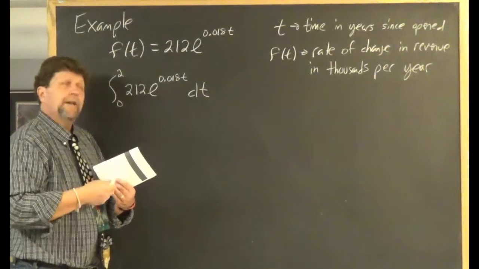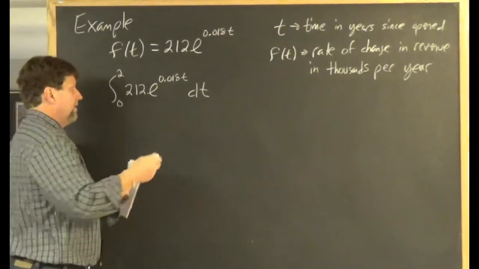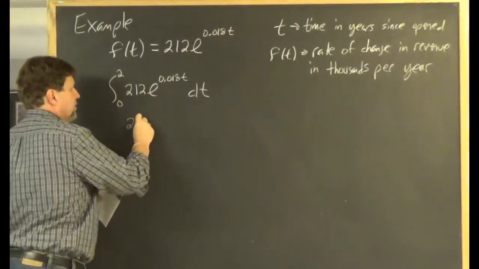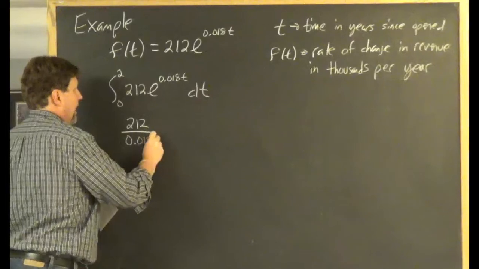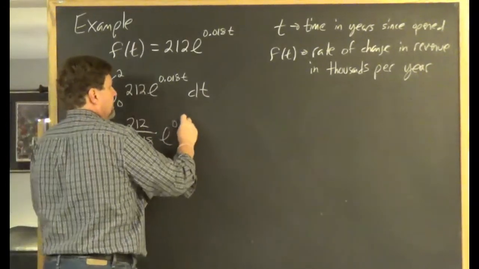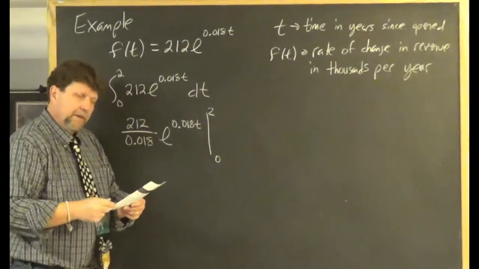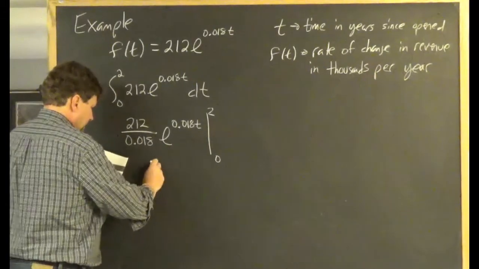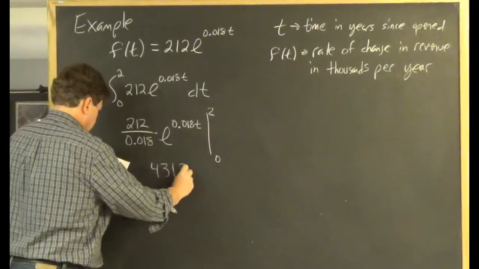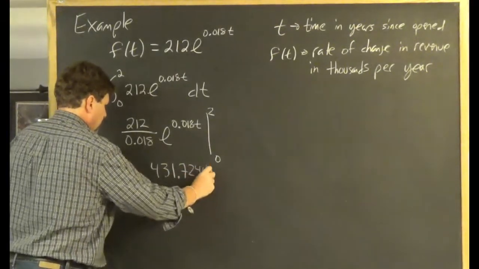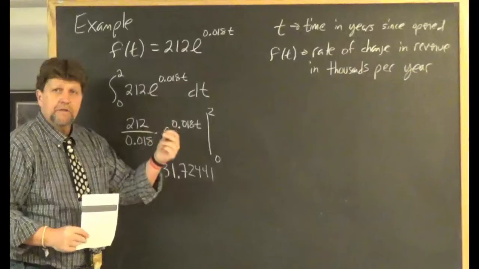We're starting to see a lot of usage of that little rule that we saw way back in section 6.5, that the antiderivative of this, in just one step, is 212 over 0.018 e to the 0.018t. Evaluate that from 0 to 2. And so when I evaluate this from 0 to 2, I get 431.72441. But that's not the answer, because it was given in thousands per year.